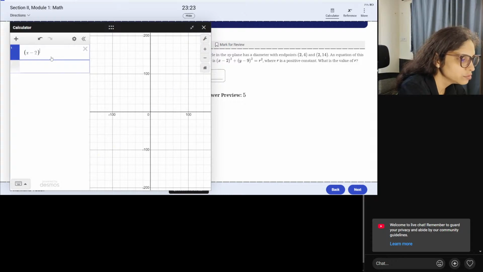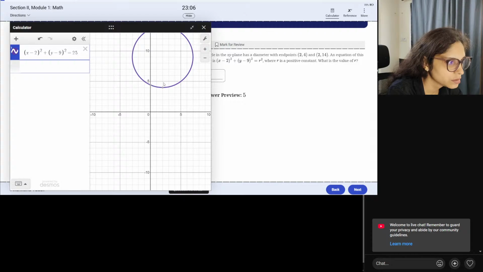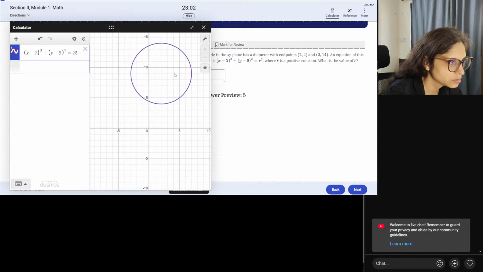X minus 2 whole squared plus y minus 9 whole squared. I'm saying that it is 5. So 5 squared is 25. 2, 4 and 2, 14, they are the endpoints of the diameter. So yeah, our guess was correct.